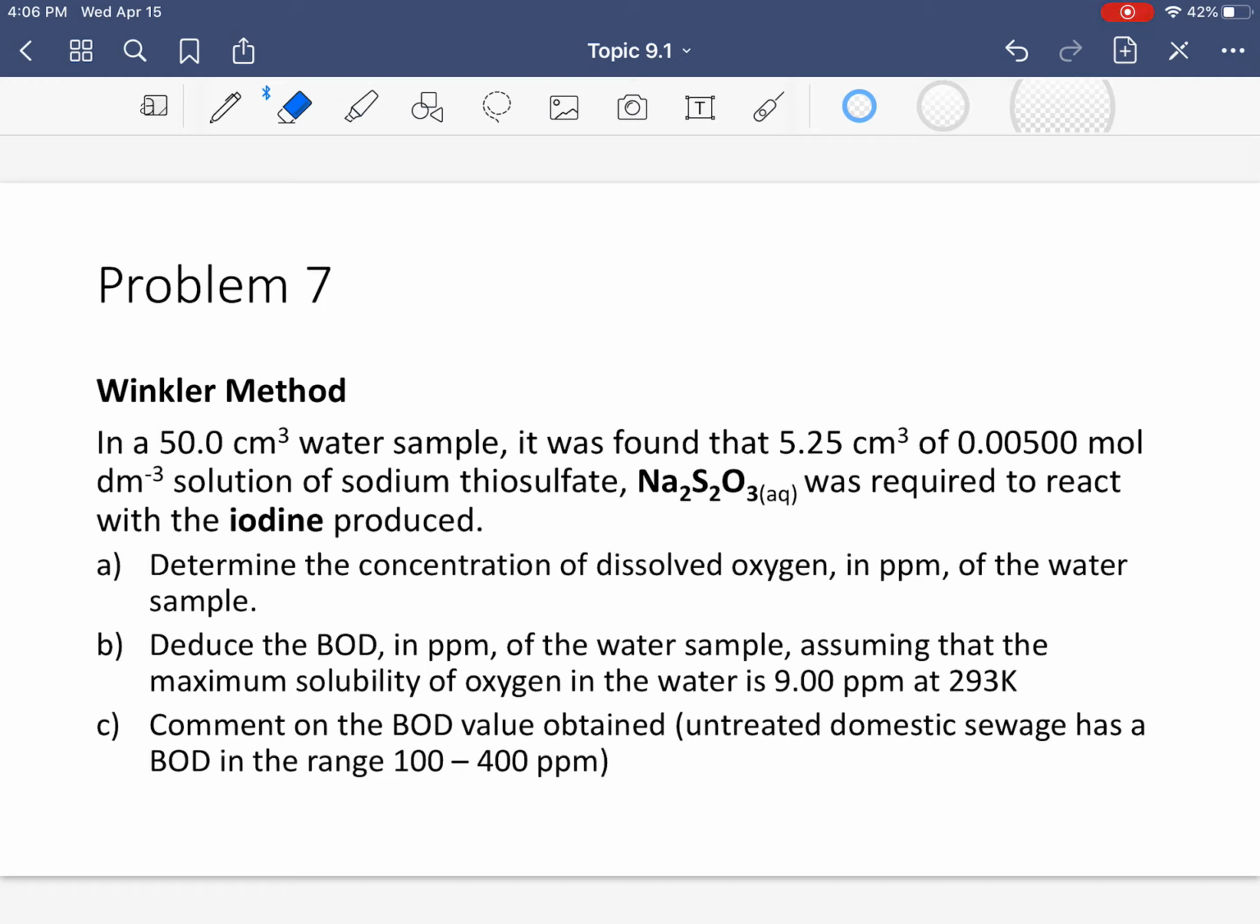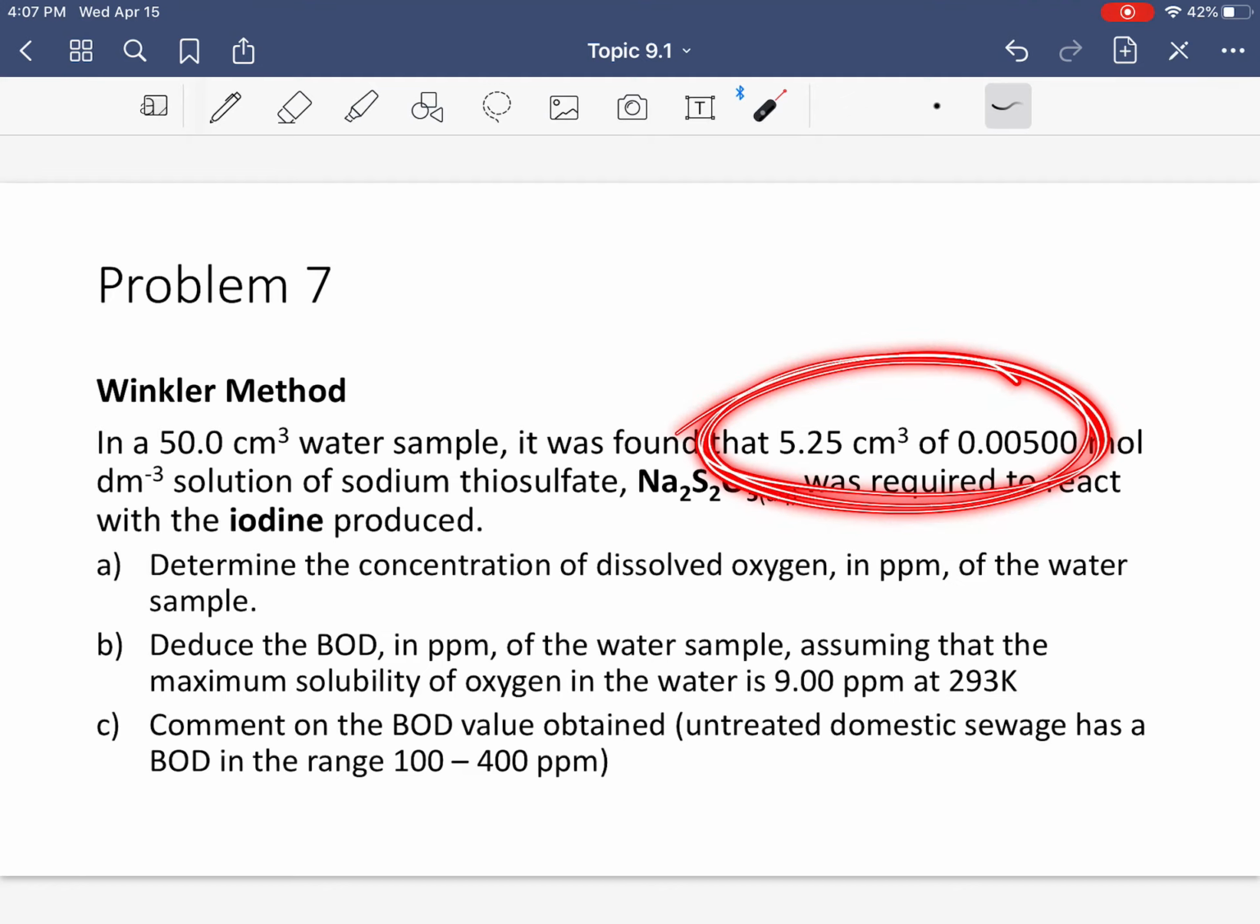In this question, you took a 50 milliliter water sample from the pond, and you notice that 5.25 milliliters of 0.005 molar thiosulfate was required to react with iodine. So let me say that again. It took 5.25 milliliters at 0.005 molar concentration of thiosulfate to react with iodine. That's a big clue here. Question A. Determine the concentration of dissolved oxygen in ppm of the water sample. So I want to know what is the ppm of oxygen given this.